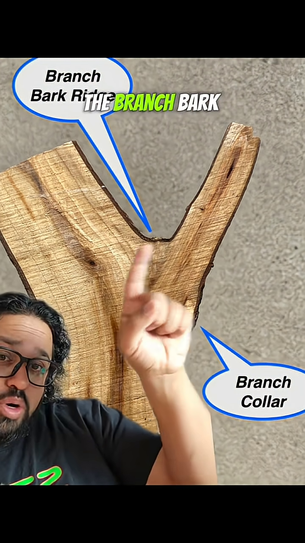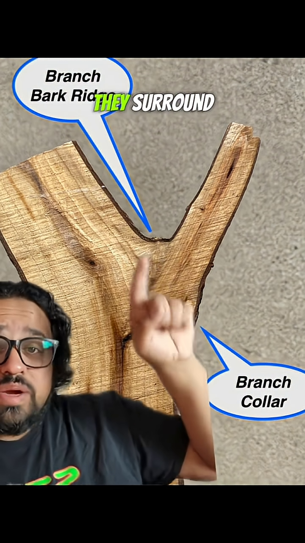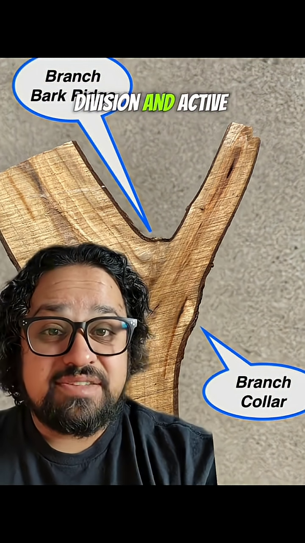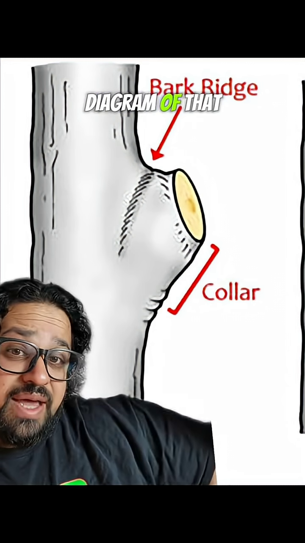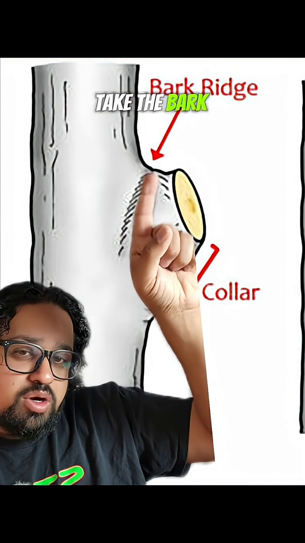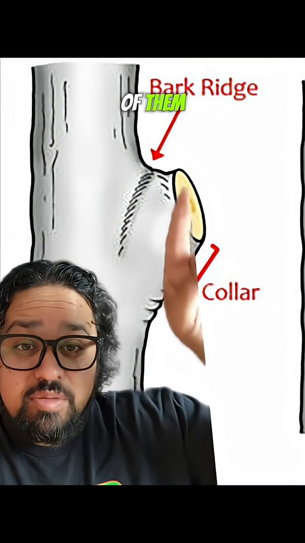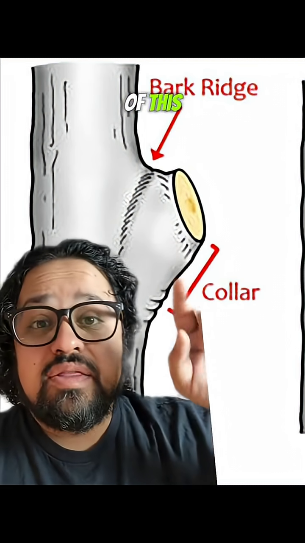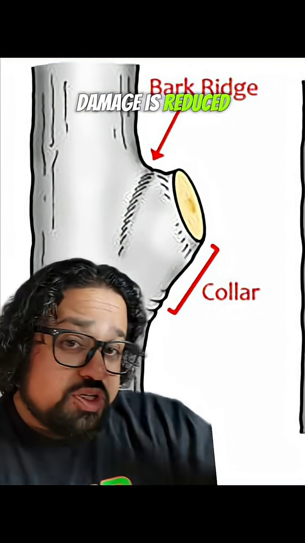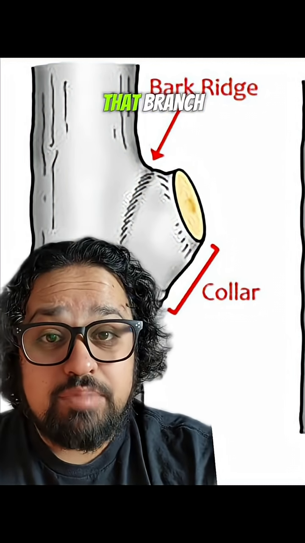We call this the branch bark ridge up at the top and the branch collar at the bottom. They surround the new growing branch and they're at points of active cell division and active growth. Here's another good diagram of that, and oftentimes when we cut a branch, when we prune our tree, we want to take the bark ridge at the top and the end of the branch collar at the bottom and cut outside of them. Because if we cut through any of this, the tree's ability to seal over damage is reduced because, again, this is our active growing point around that branch.